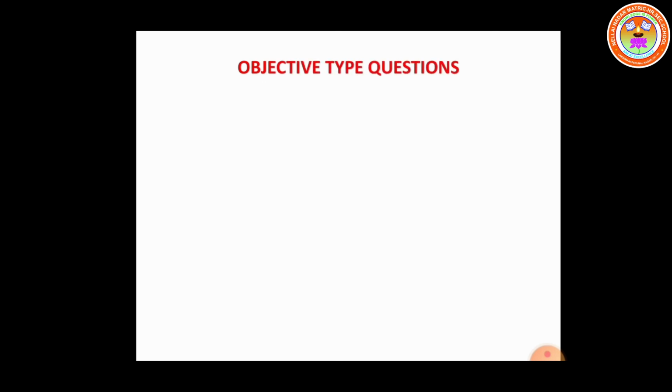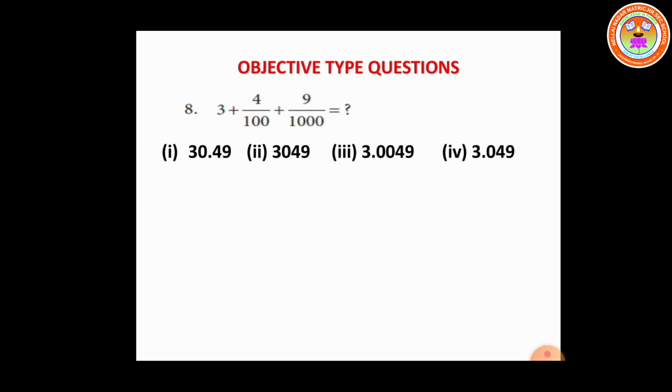Next one, objective type questions. First question, 3 plus 4 by 100 plus 9 by 1000 is equal to what? They given the expanded form, we have to write it in decimal form. For that they given the options 30.49, 3049, 3.0049 and 3.049. See the given number, they didn't give a term divided by 10. So for that you put 0, and before that 0 you have to put the decimal. So your answer is the fourth option, 3.049.